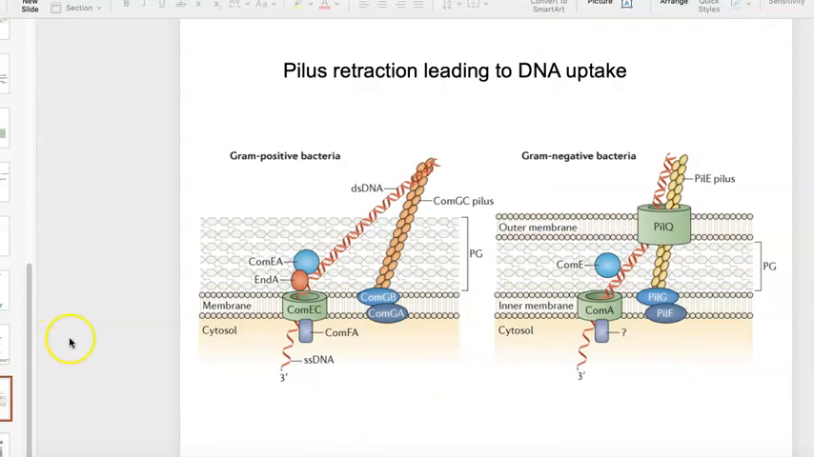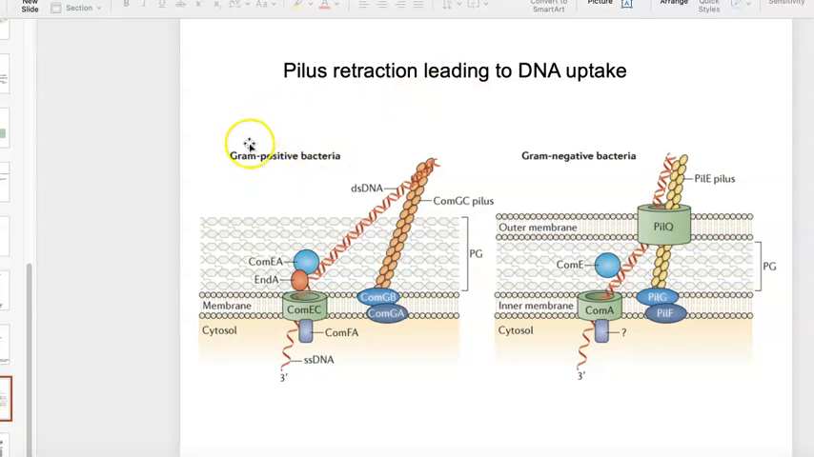But pilus retraction can also lead to DNA uptake. And again, this concept of transformation, I've already alluded to that in the genetic variation slides, that microbes need to have DNA uptake machinery. Well, this is the DNA uptake machinery in greater detail.